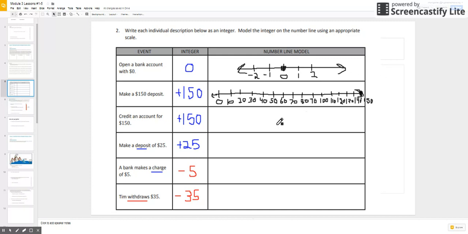Your job now is to finish the rest of these up. Of course, the next one looks exactly the same. So go ahead and stop the video and make number lines for the rest of them and then move on to the second video.